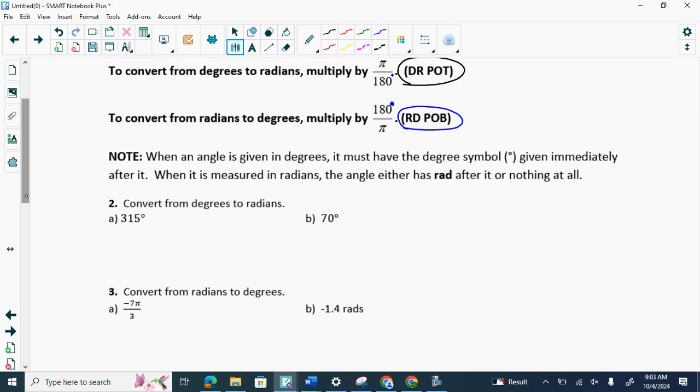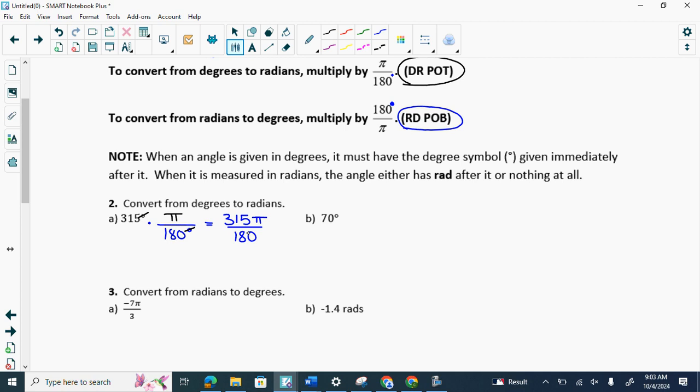So, for this one, 315 degrees. I want degrees to radians, pi on top, or I can say, hey, I want degrees to radians, I want the degree symbol to cancel off. So I'm going to put the 180 degrees down here, and the degree symbols will cancel, and then I have to have the pi on the top. Because you either have the pi on the top or the pi on the bottom, right? Doesn't change. Ratio just flips. Then I'm going to get 315 pi over 180, because the degree symbol's canceled off.